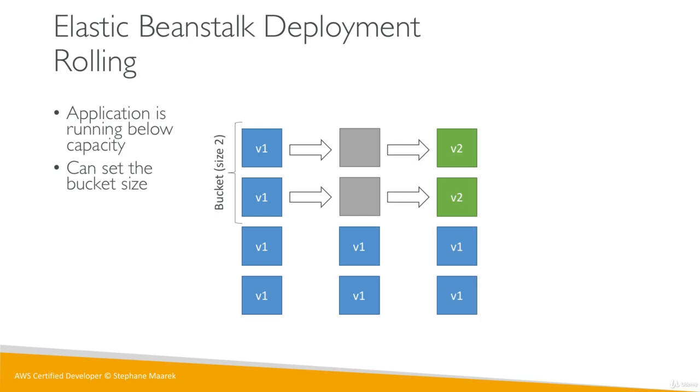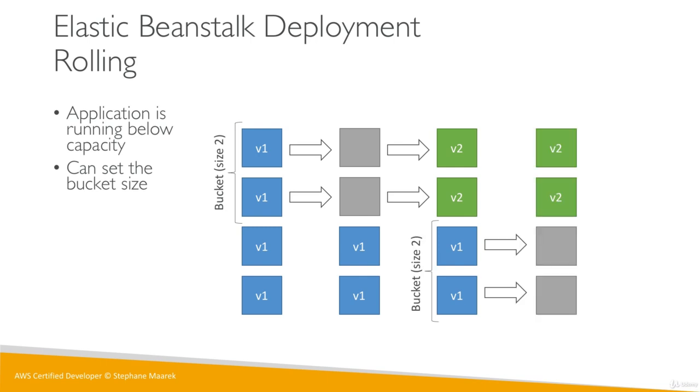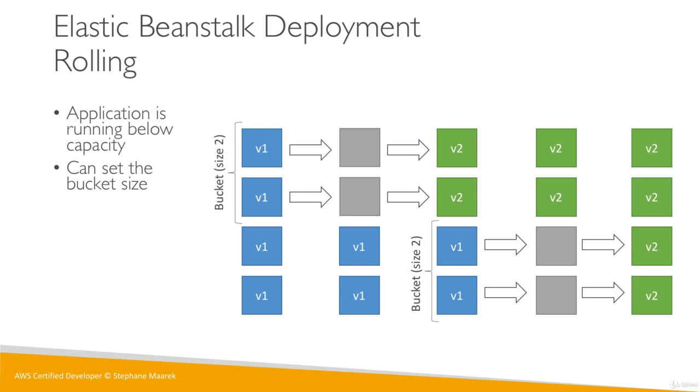Then these first 2 instances will be updated, so they will be running V2. And then we will roll on to the next bucket, or to the next batch. And so that's why it's called rolling. As you can see now, the bottom 2 instances will have their application V1 taken down to gray and then updated to V2. And so at the end, we have all the EC2 instances that have been updated to run the V2 application code.